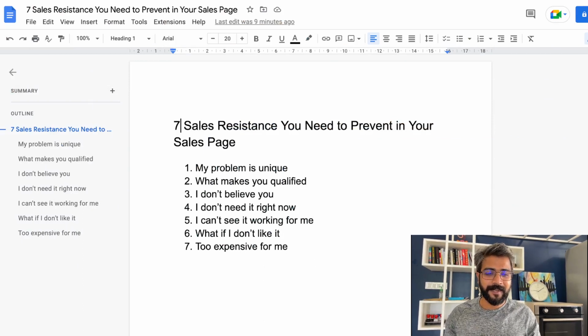And yeah, so here are the 7 sales resistances you need to prevent in your landing page. Mind you, my language: not overcome, prevent. You should not let resistance even appear in your prospect's mind or your visitor's mind. All right. So here they are.